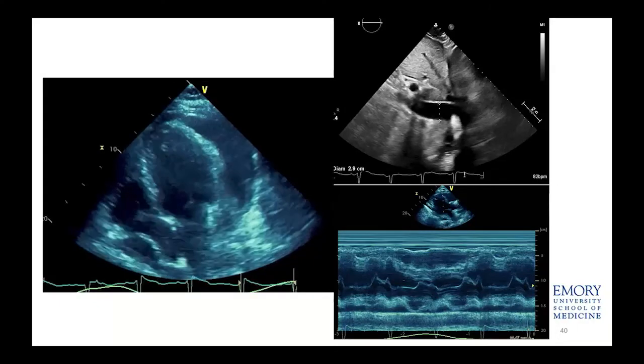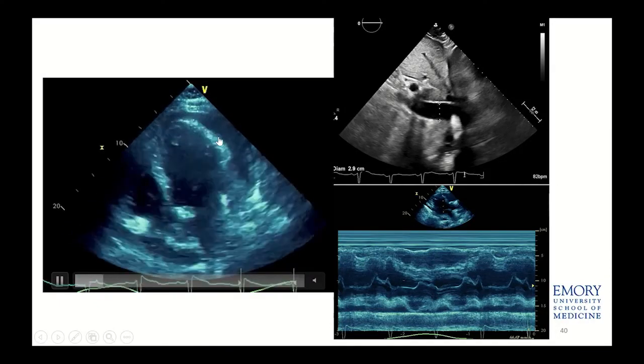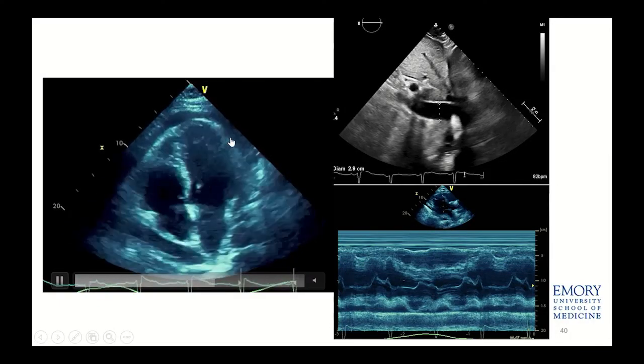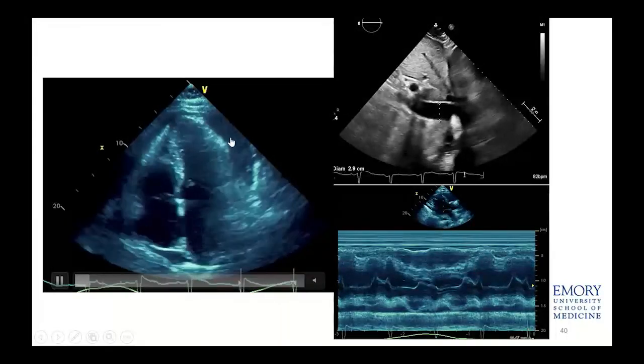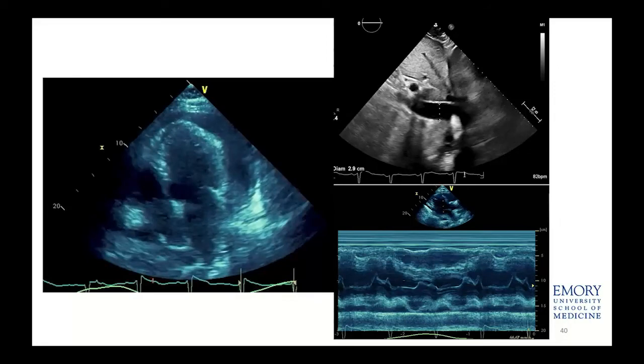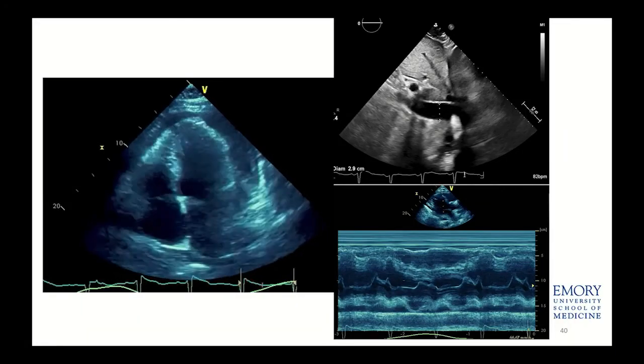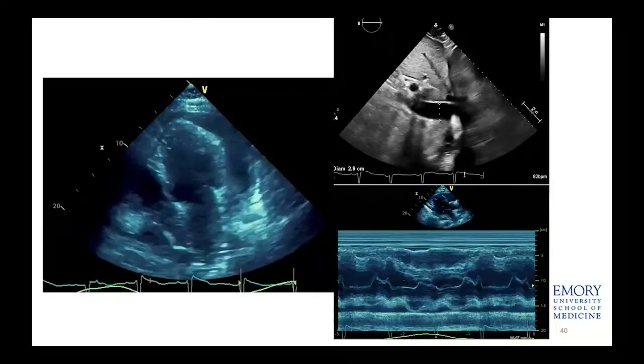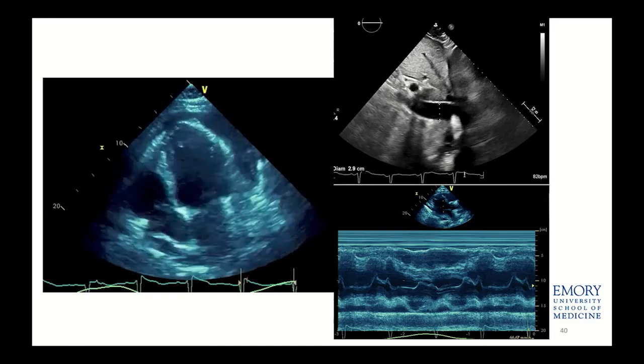Now, this is this patient's echo before pericardiocentesis. Just by looking at it, I would think this patient is probably in tamponade, but there's clear RA collapse. There's maybe some RV collapse. The heart is swinging in the pericardium. There's large circumferential pericardial effusion.